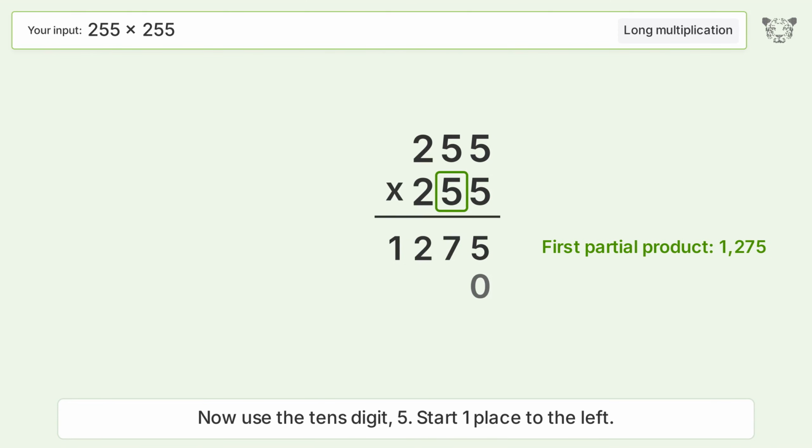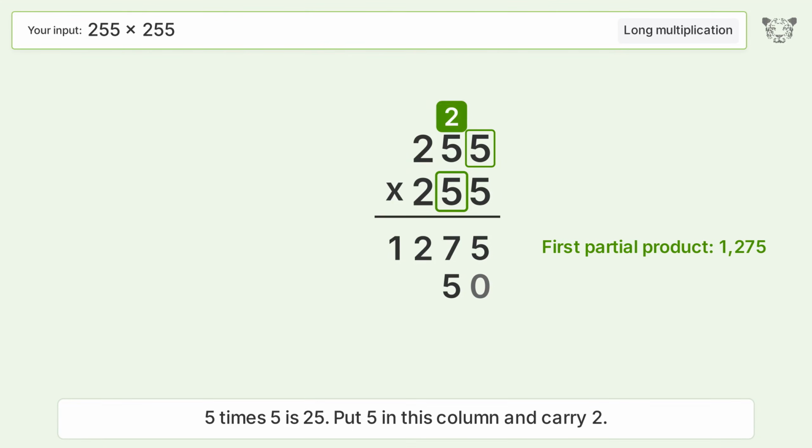Now use the tens digit, 5. Start one place to the left. 5 times 5 is 25. Put 5 in this column and carry 2.